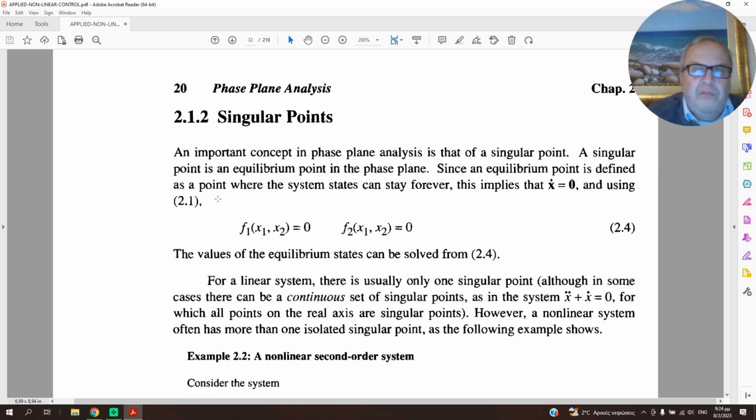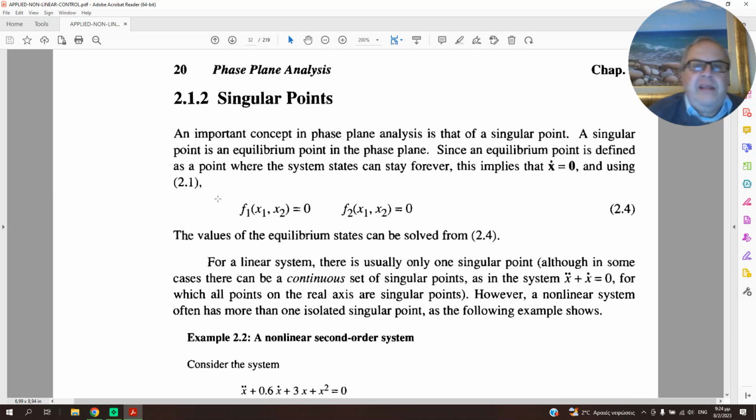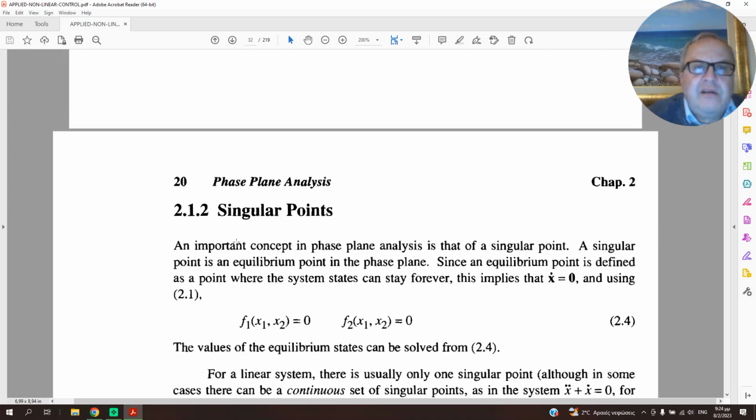Singular points now. An important concept in phase plane analysis is that of a singular point. A singular point is an equilibrium point in the phase plane. An equilibrium point is defined as a point where the system can stay forever. The system can stay forever if x dot is equal to 0. The values of the equilibrium states can be solved from 2.4. So let's see what we have here.